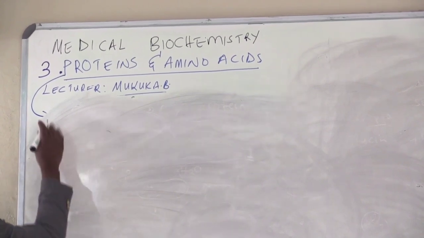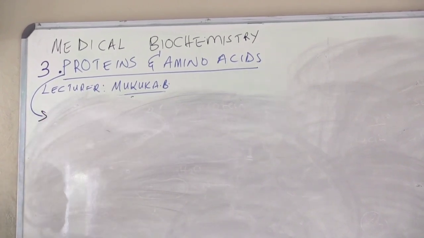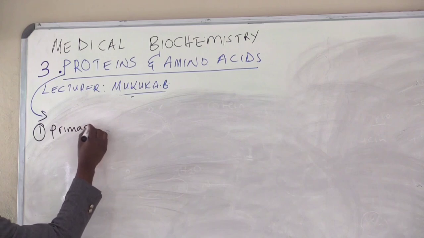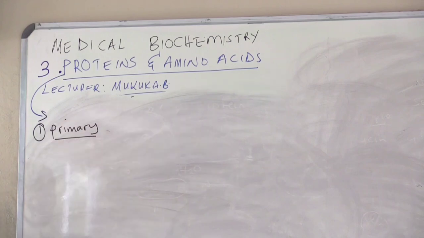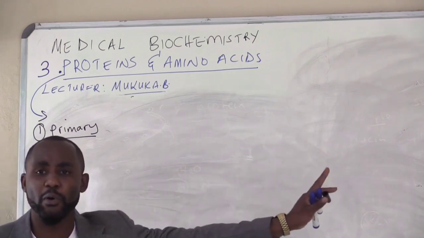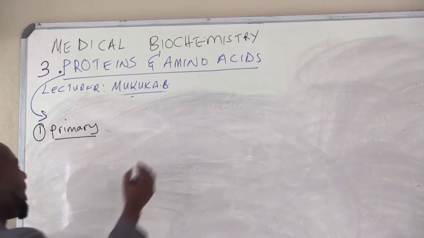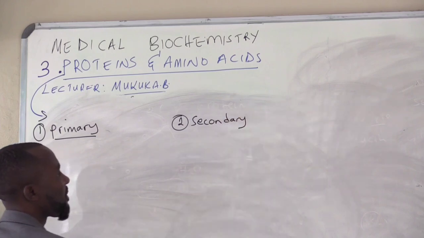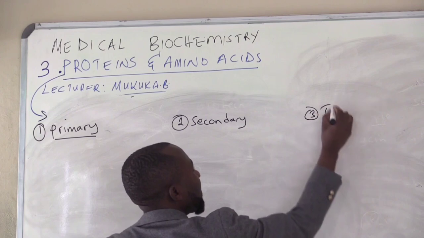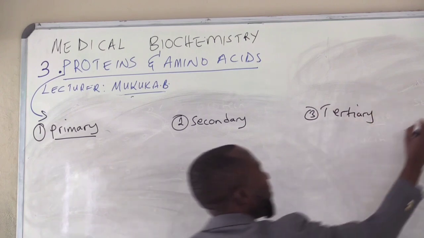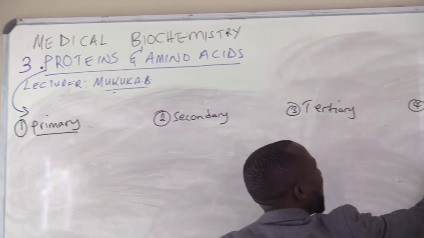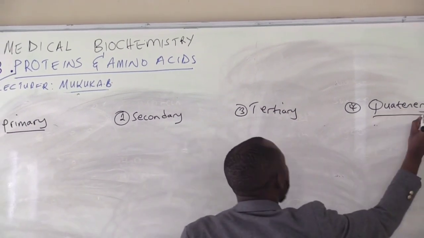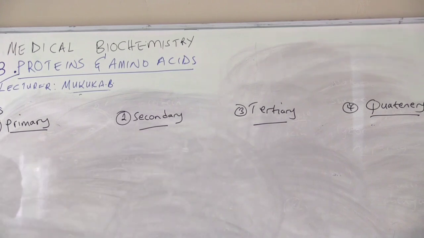So we have four groups of proteins. The first group of proteins is called a primary structure. And I'm going to use the whole board in order to show you the four groups. The next group of proteins that we talk about is what we call a secondary structure of a protein. The third group is tertiary structure of a protein. And lastly, we have quaternary structure of a protein. So, quaternary, tertiary, secondary, and primary.